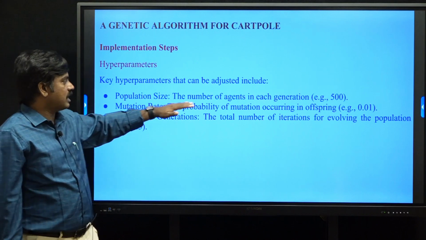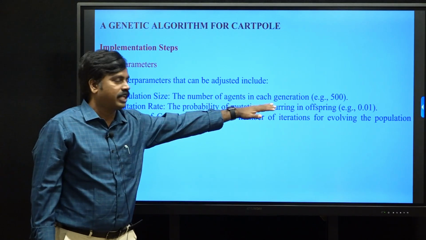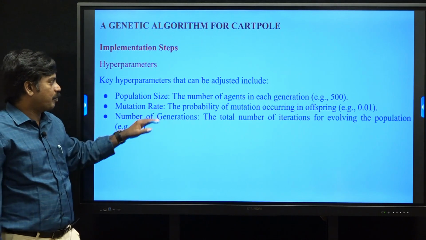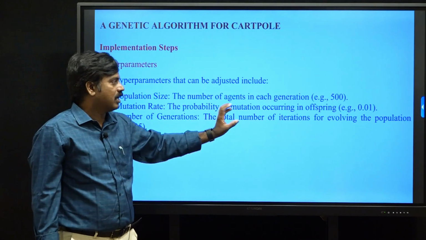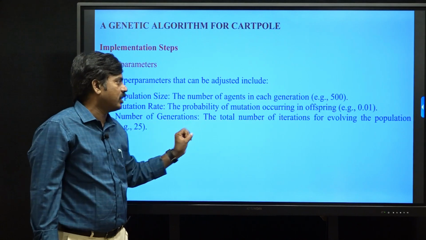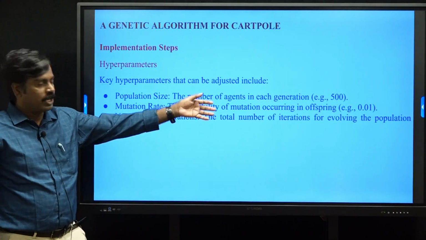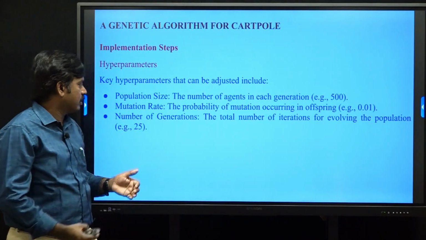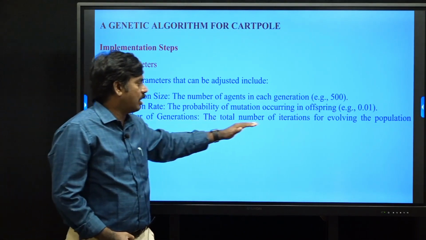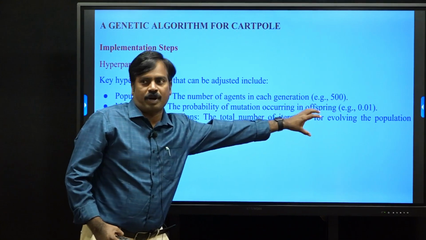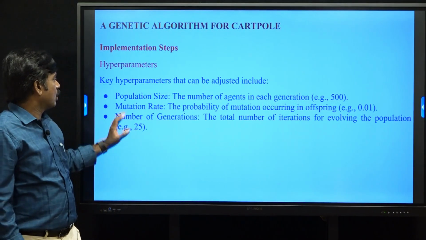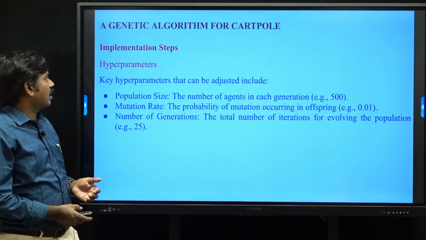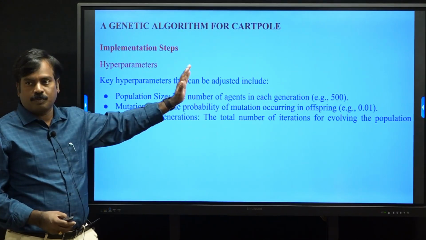The population size is the number of agents in each generation. Next is the mutation rate, the probability of mutation occurring in offspring. We generally take 0.01. The number of generations is how many iterations we require, the total number of iterations for evolving the population. These three are the important hyperparameters in the genetic algorithm implementation for the Cartpole game.